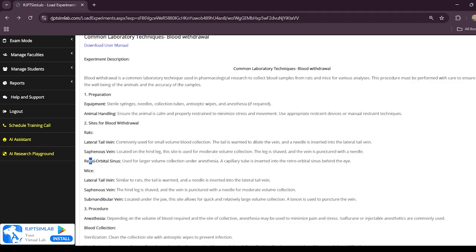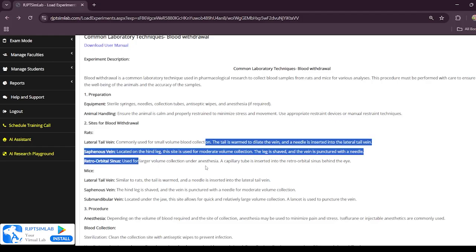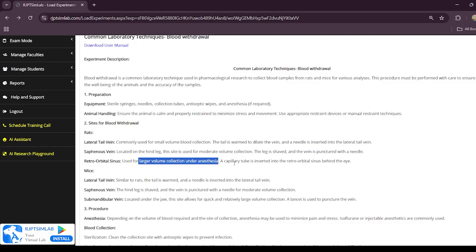The third is the retroorbital sinus. In this, a large volume of blood collection is done under anesthesia. In this technique, a capillary tube is inserted into the retroorbital sinus, which is behind the eye. For mice, we have the same lateral tail vein technique and the saphenous vein, and in addition we have another technique, which is the submandibular vein. This vein is located under the jaw, and this allows for quick and relatively large volume collection. For this, a lancet is used to puncture the vein.